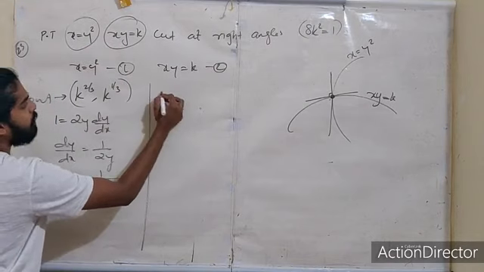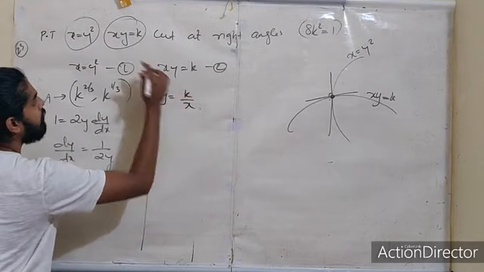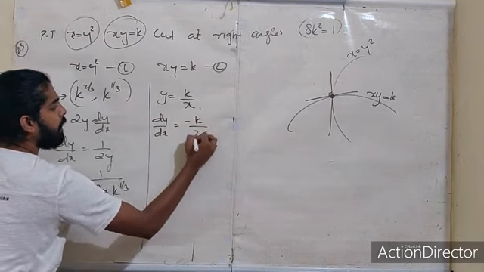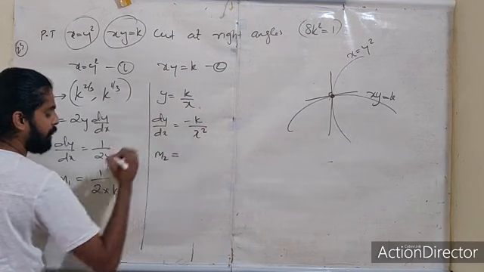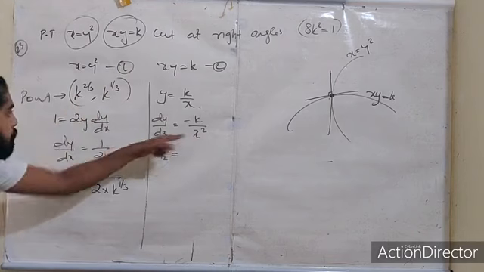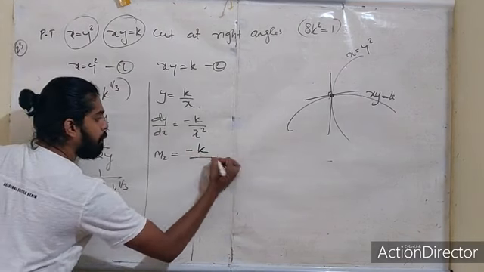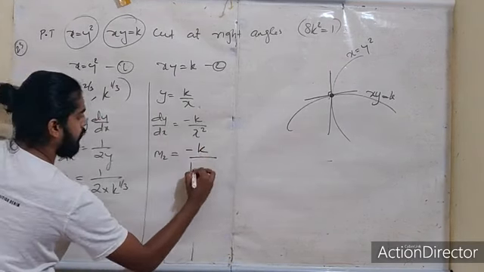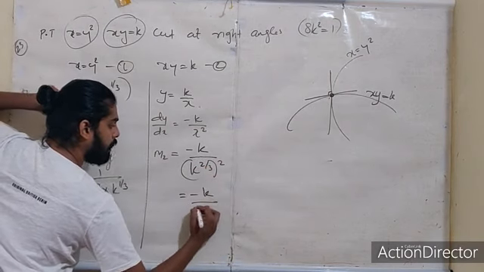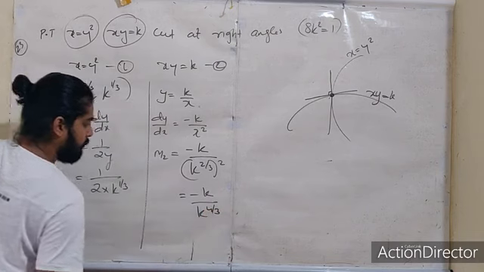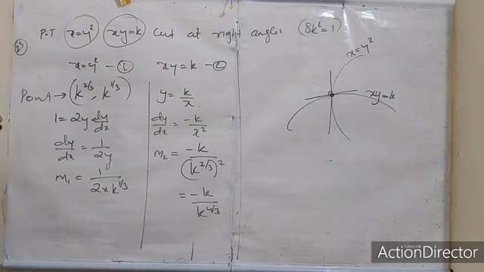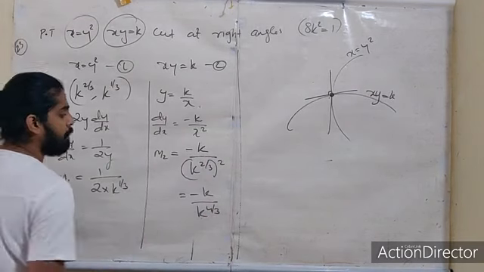Now xy equal to k means y is equal to k by x. So dy by dx will be equal to minus k by x square. Therefore m2, substituting the value of x at this point, we will get minus k by x square, which means k raised to 2 by 3 whole square, so minus k by k raised to 4 by 3. This is m1 and m2.